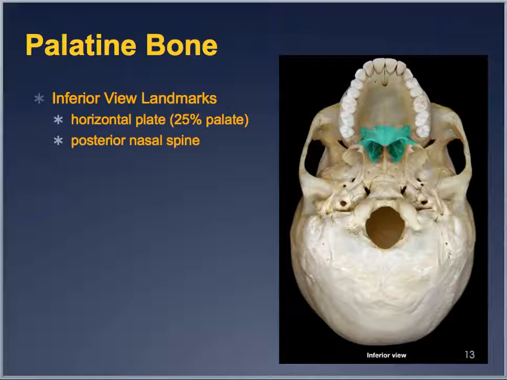The next of the facial bones is the palatine bone. The palatine bone provides the posterior 25% of the hard palate. It also gives the structure of the posterior nasal spine, depicted right here at the midline on this inferior view of the skull.